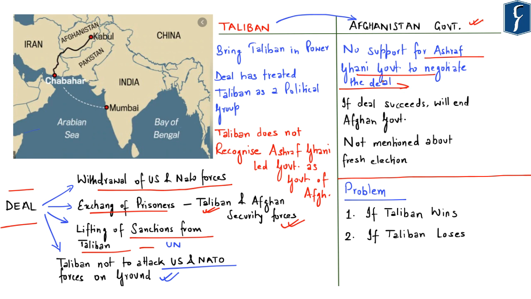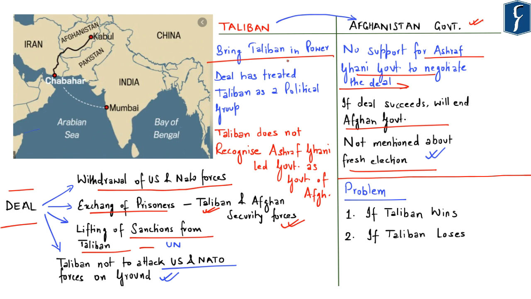Further, it is well understood that if this peace deal succeeds, then it will bring an end to the present Afghan government led by Ashraf Ghani, and this will be a strategic blow to India as well. Now another problematic aspect of this deal is the fact that there is no mention of any fresh election. So the question is that if the deal succeeds, will there be fresh election between Afghanistan government and Taliban, or will the Taliban usurp power in Afghanistan?